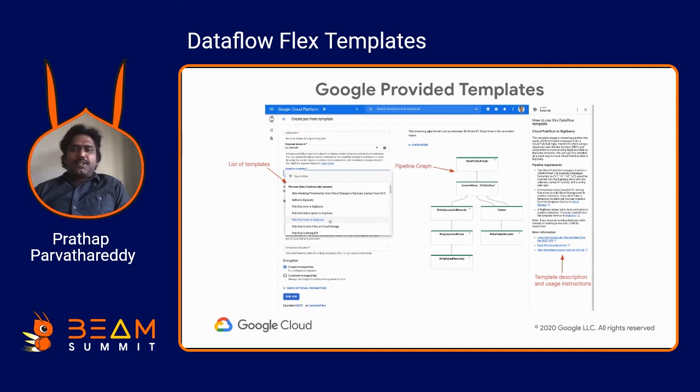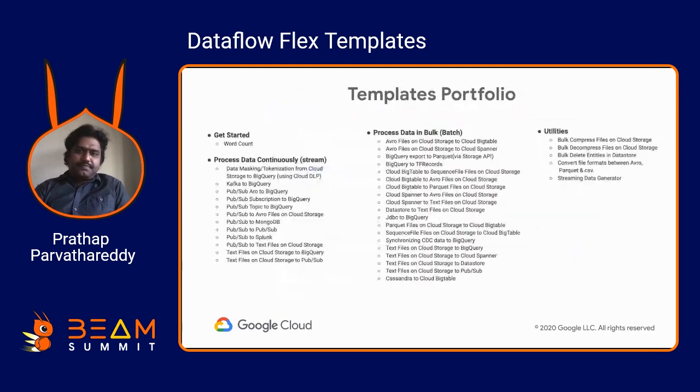Console is not the only way you can launch. You can also use the gcloud command, you can use the REST API, and all these instructions are available in the Google Cloud documentation. Here is a long list of the portfolio that is available for you. Due to space constraints, we cannot provide everything, but there's a long list that you can find on the Google Cloud console. If you observe, there are three categories: stream, batch, and utilities. You can find all these things in the documentation as well.